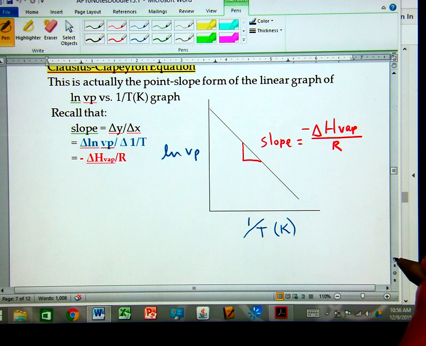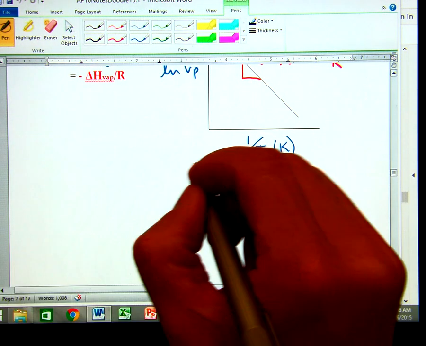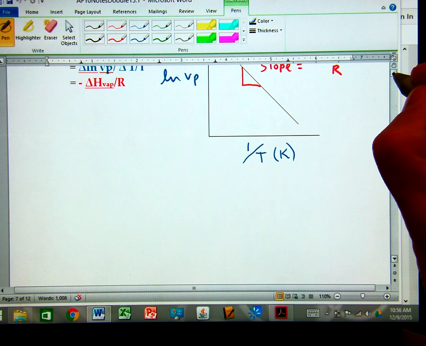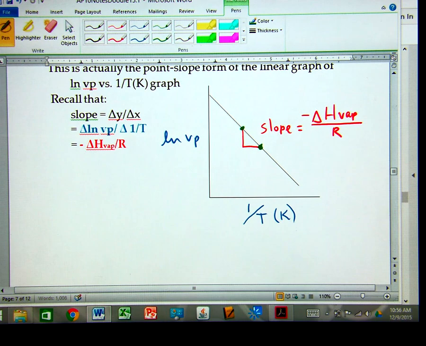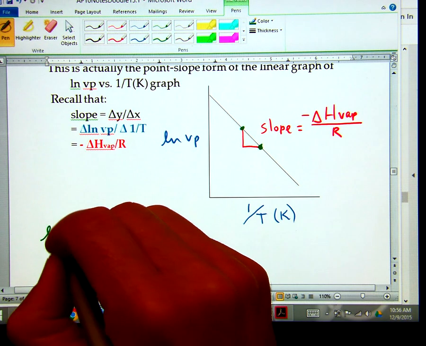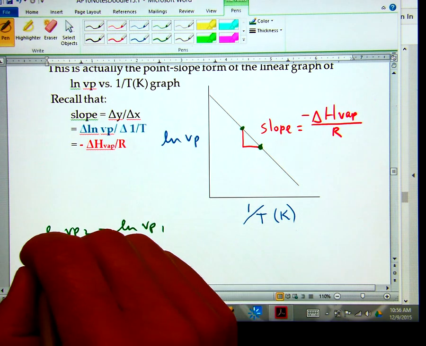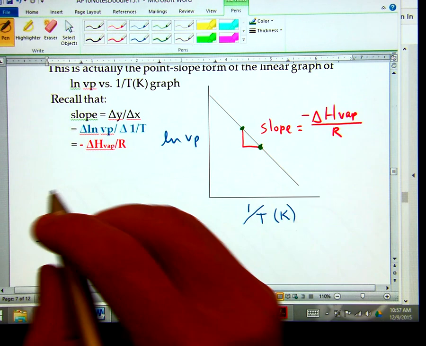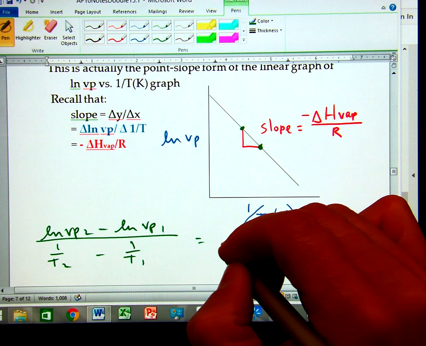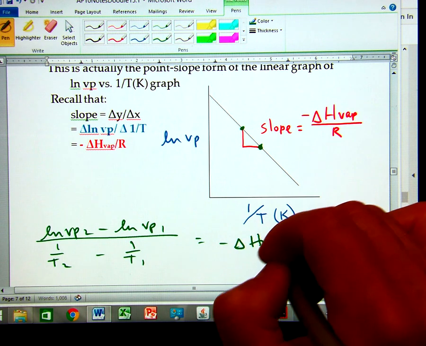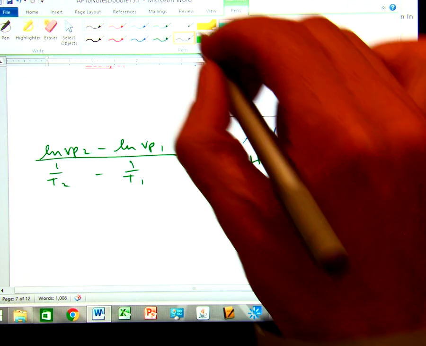Because we understand those things, we're going to know that the change in ln Vp, point 2 minus point 1, is going to be the numerator. So let's call this point number 2 and point number 1. If we have the ln of Vp2 minus the ln of Vp1, that's going to be the numerator, and then the denominator is going to be 1 over T2 minus 1 over T1, and that's going to equal the negative Hvap over R, because that is the slope.